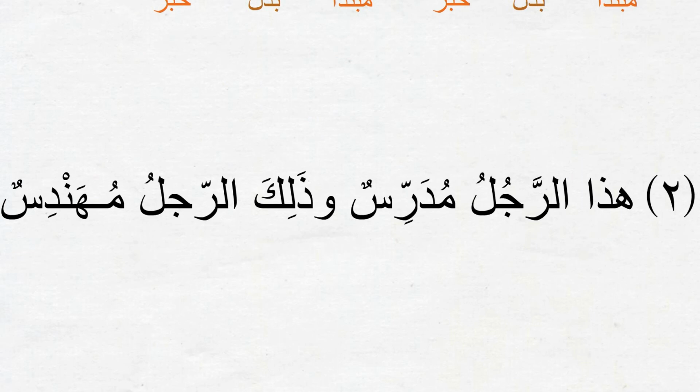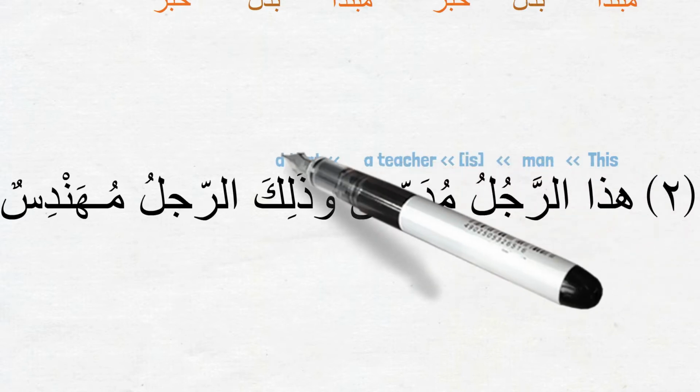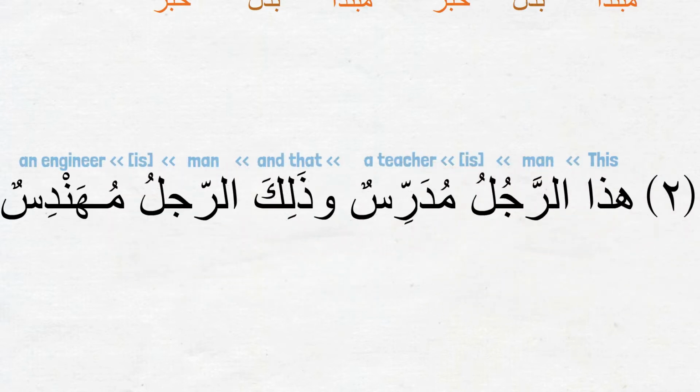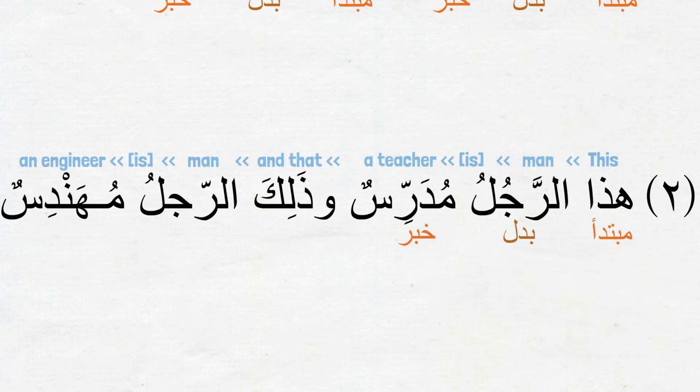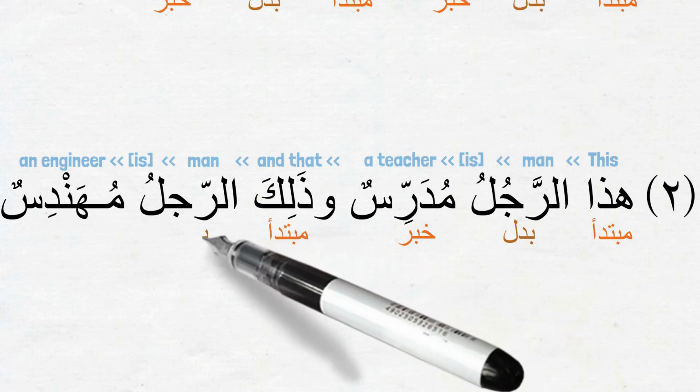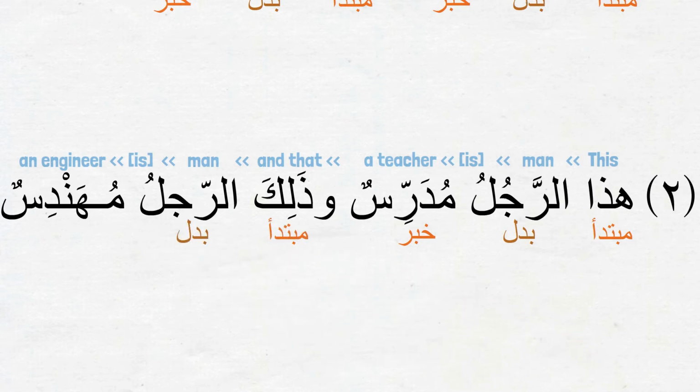Sentence number 2. هذا الرجل مدرس وذلك الرجل مهندس. This man is a teacher and that man is an engineer. Can you try to analyze these two sentences on your own? هذا is the mubtada, الرجل is the badal, and مدرس is the khabar. And ذلك is the mubtada of the second sentence, الرجل is badal for ذلك, and مهندس is the khabar.